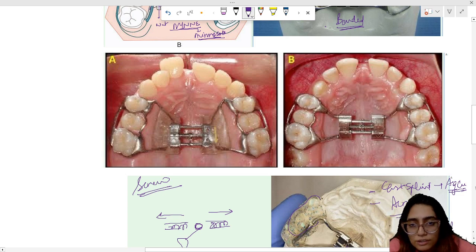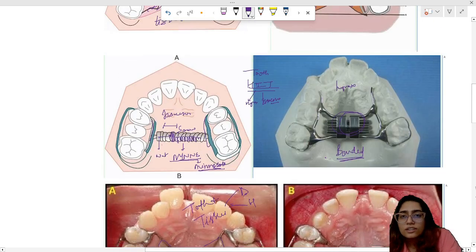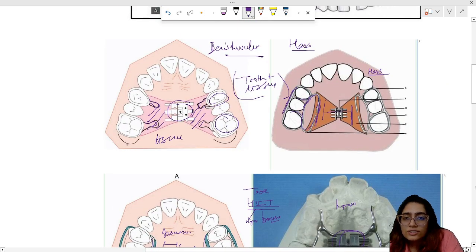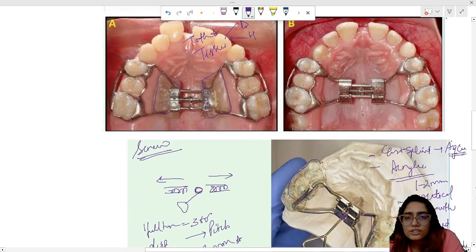If we see this appliance, you will see an acrylic covering, right? This acrylic covering you can see. Therefore it is a tooth and tissue bond appliance. Now what exactly, it can be either Derichsweiler or it can be Haas appliance. In Derichsweiler, as you know, there are tags that are seen. These tags, if you can see on your screen, are seen in the Derichsweiler appliance. So this is your Haas appliance.